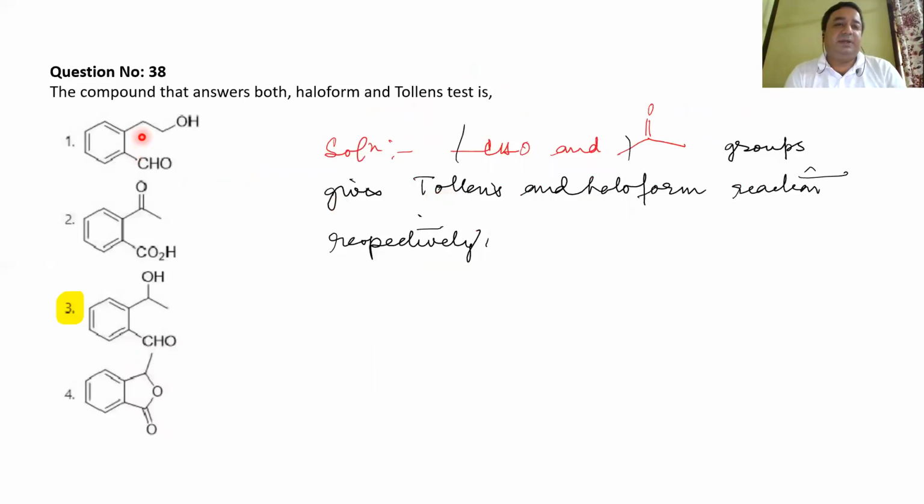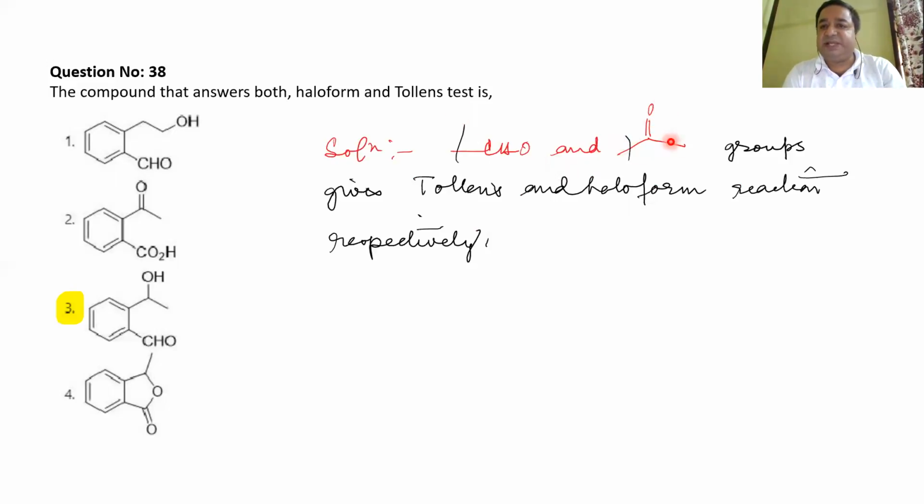Next. Again, a very simple question. The compound that answers both the haloform and Tollens tests is... Now, for haloform reactions, we know there needs to be the presence of a ketomethyl group, and for the Tollens test, we need a CHO group. These are the two critical things that we need to remember.